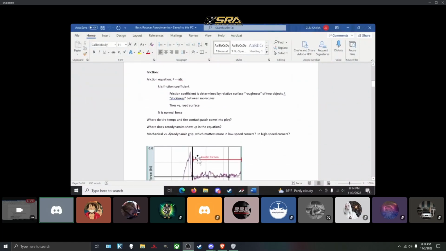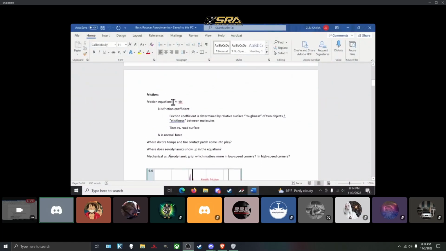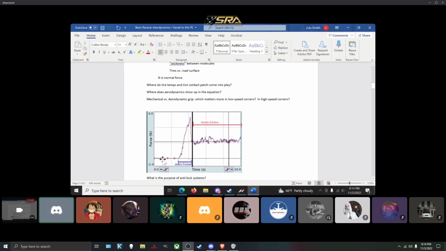Okay, so let's think about sliding, right? There's two different regimes for this friction equation. The first is what's known as static friction, and the second is known as kinetic or sliding friction. You can see that in this chart right here. Static friction, this is basically if I apply a force in the x-axis, increasing the force that I'm applying in the x direction, as I increase the force in the normal direction, right?